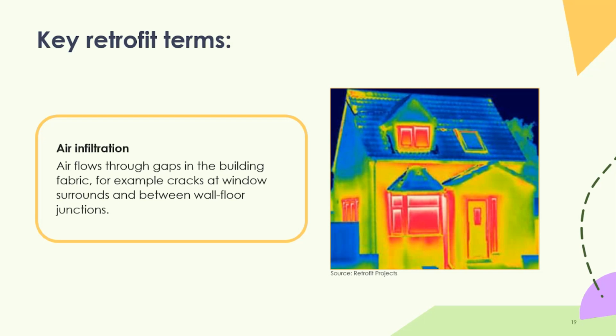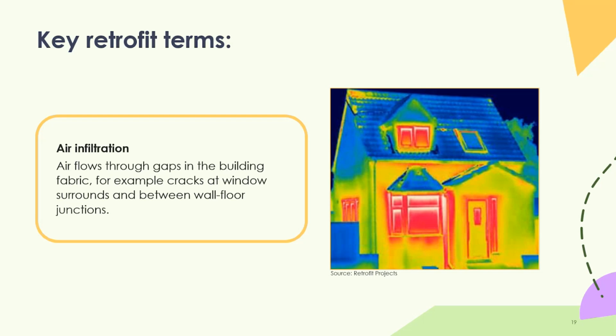Other key retrofit terms, we've got things like air infiltration. So basically, imagine you've got an ill-fitting old front door and you can feel the draft coming in underneath it. There's a crack around a window or something like that. It's just air flowing through gaps in the building fabric that is unintended.